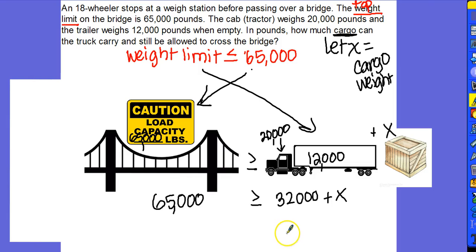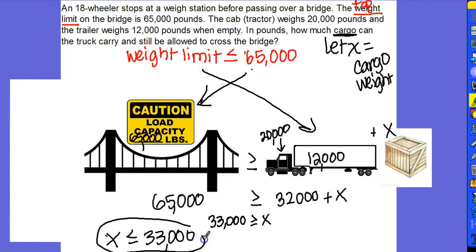So, to solve that, all we need to do now is subtract 32,000. So we get 33,000. And we probably should rearrange that to say X, or the weight, has to be less than or equal to 33,000. Change it so that the X is first, because that's the way we like to do that. Okay.